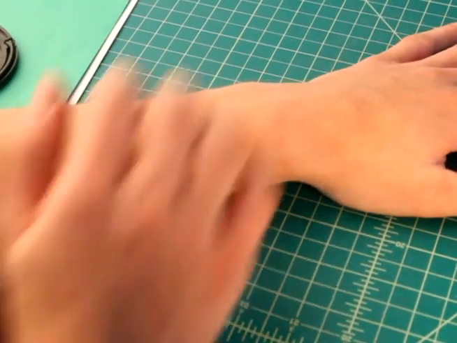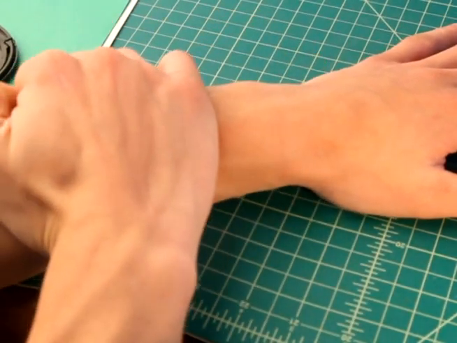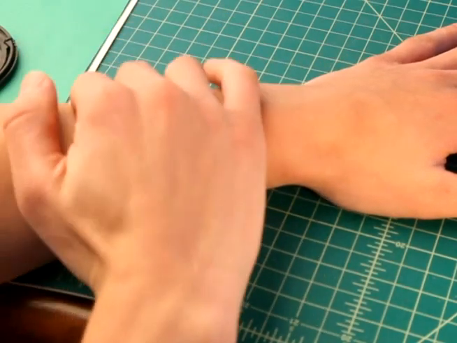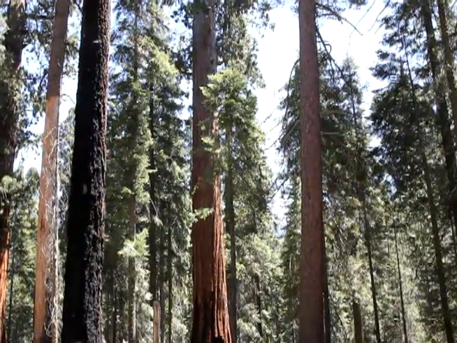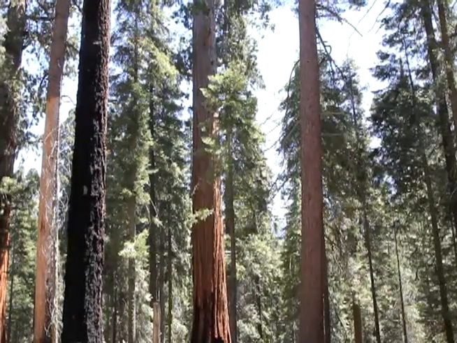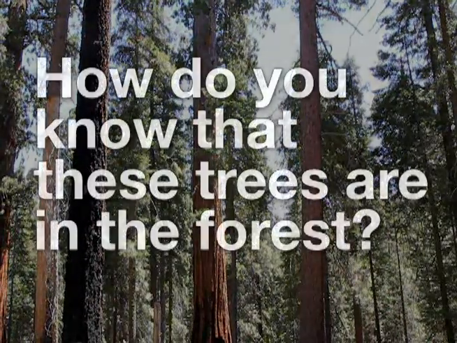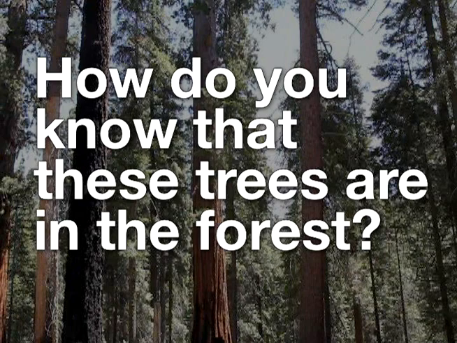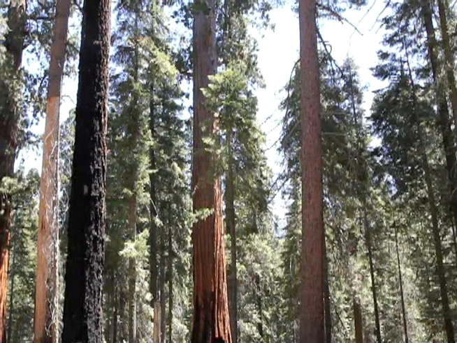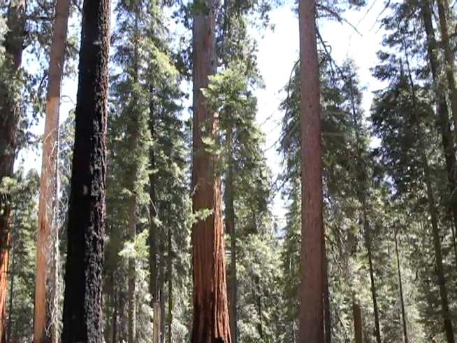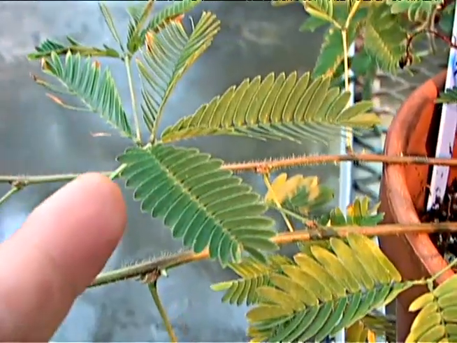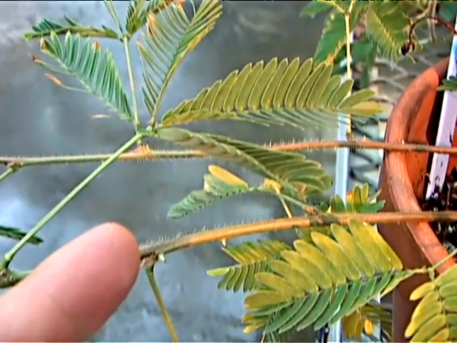Grab your arm. You know that your arm is there because, well, you can feel it. You decide. How do you know that these trees are in the forest? You know that the trees are in the forest because you can see them. Seeing and touching are ways we sense matter.